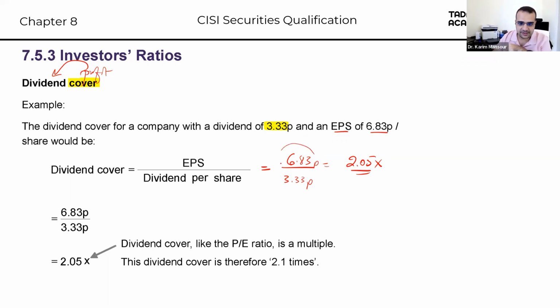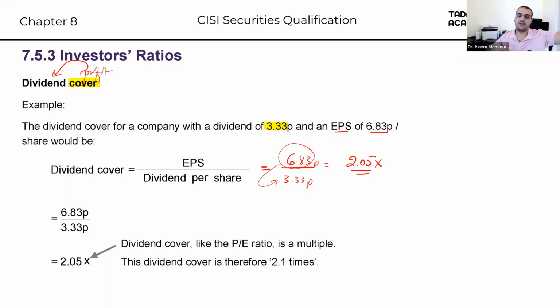Because profit earned per share is twice as much as the dividend distributed. So this year they can distribute 3.3. Next year they can also distribute 3.3. And the profit is still able to cover both distributions. So a dividend cover is basically dividing your earnings per share, your profit per share, over the dividend per share. And of course, the higher the better.